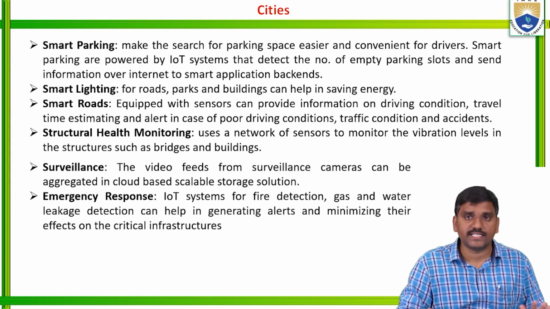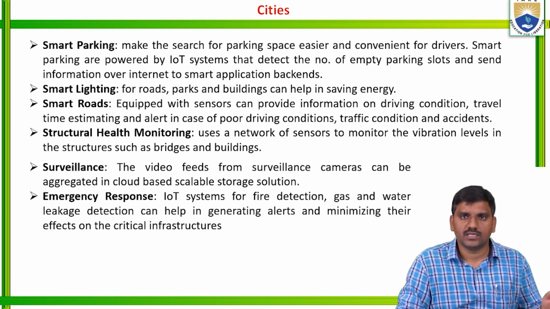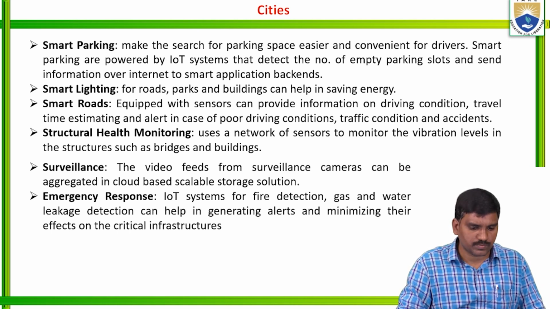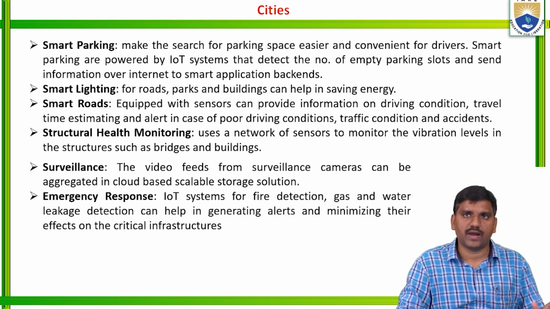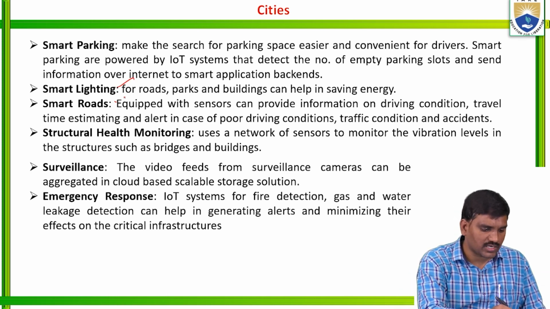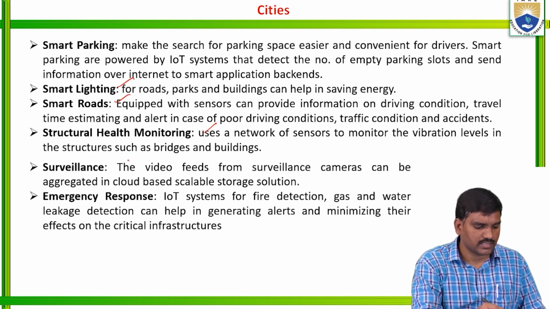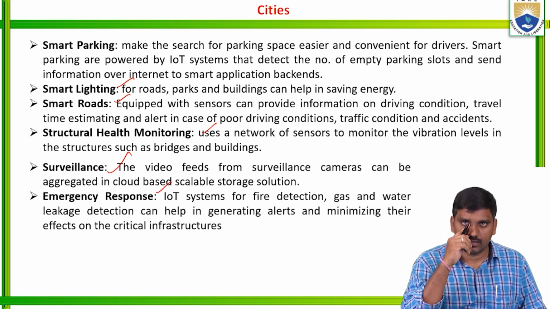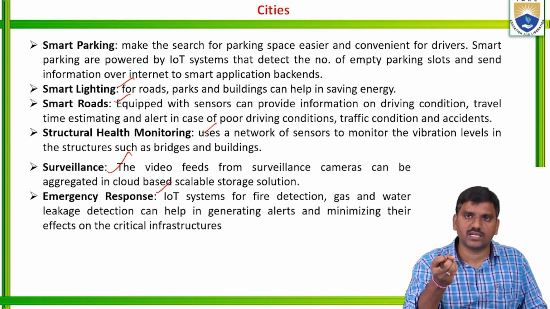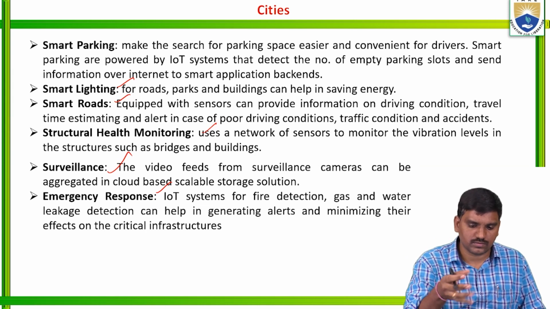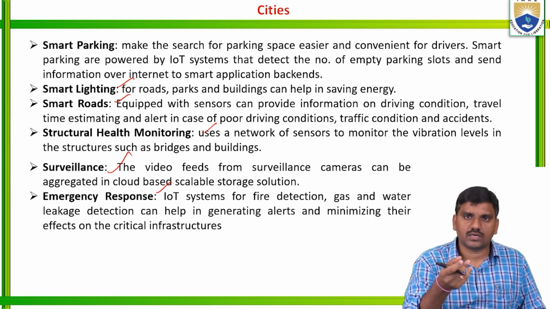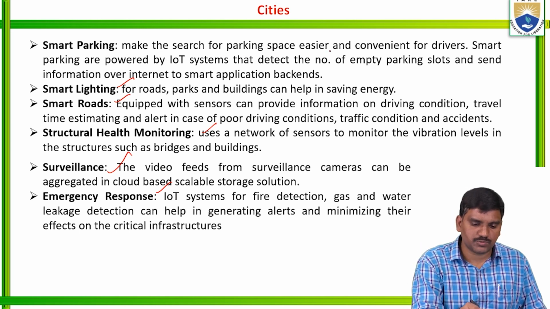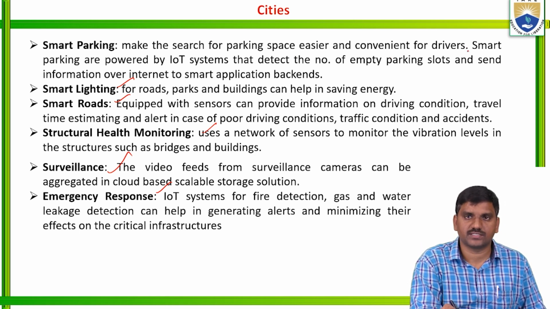Next one, in the cities. The second IoT domain-specific area is cities: smart parking, smart lighting, smart roads, structural health monitoring, surveillance and emergency response. Smart parking, in order to park four-wheelers, makes the search for parking space easier and more convenient for drivers.